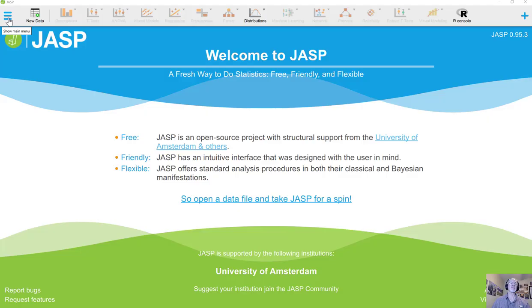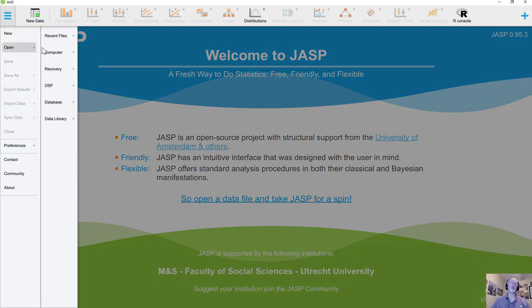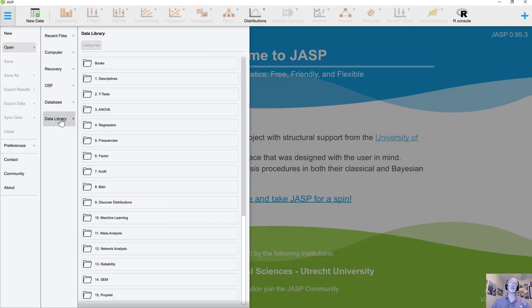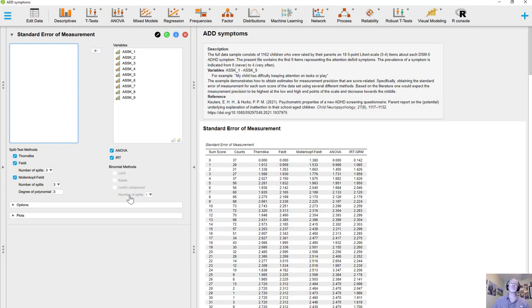It's lesson 2. I want you to go into JASP, go to open a file, go down to the data library, and let's pick a data set from the reliability module. We're going to go with ADHD symptoms. I'm not going to pay attention to the analysis that they have here for standard error of measurement, but I do want you to take note of the nature of this sample.